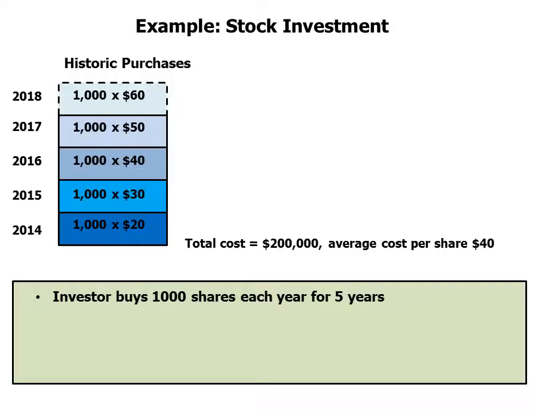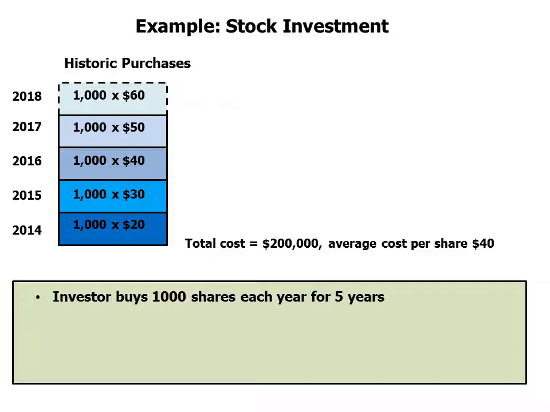I'm going to use an example of a trader buying shares to illustrate the application of these different accounting methods. So we've got a trader, an investor who buys 1,000 shares each year for 5 years. In 2014, bought 1,000 shares when the price was $20. In 2015, another 1,000 when the price had increased to $30. 2016, another 1,000 at $40. And 2017, another 1,000 at $50. 2018, another 1,000 at $60. Obviously picked a good share here, as it keeps appreciating in price.